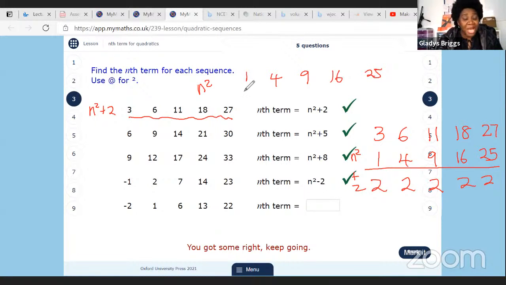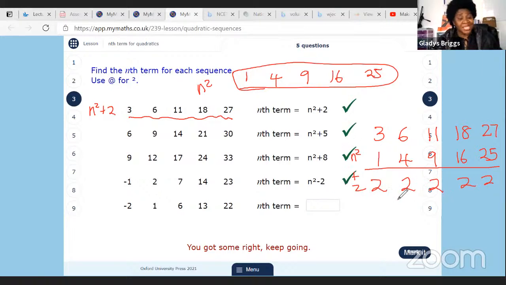Once you know those square numbers, you compare them to the sequence that you have. Subtract and find the difference between the sequence that they gave you and the quadratic sequence. If it's 2, then you know that it's adding on 2 each time. If it's 5, you know it's adding on 5 each time. Or if it's -2 or -3.